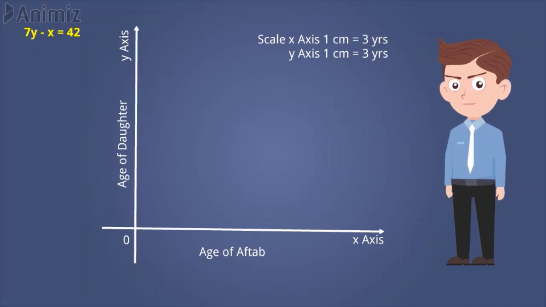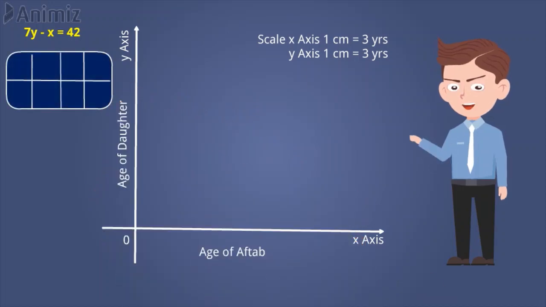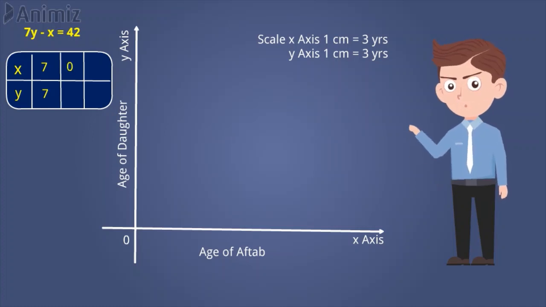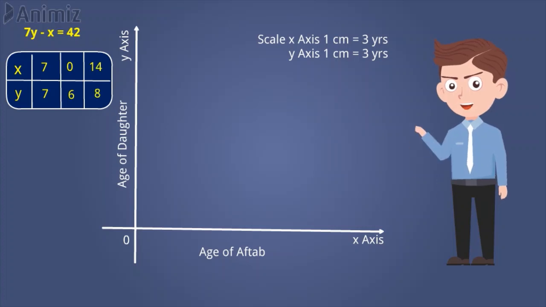Once you have mentioned the scale, let us say I consider the first equation, that is 7y minus x is equal to 42. Now draw a table with x and y having 4 columns and 2 rows. In the row you are going to have the values of x and y. First I take x is equal to 7, we find that y is also 7. Then I take x is equal to 0, we find that y is 6. Once I take x is equal to 14, I get y is equal to 8.